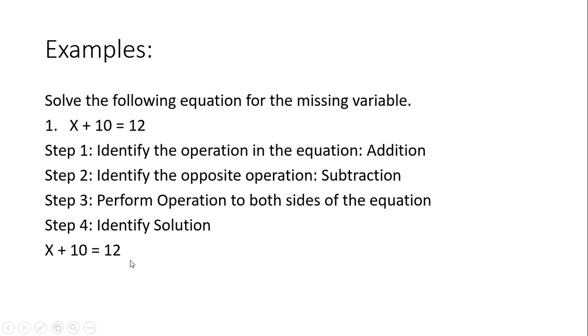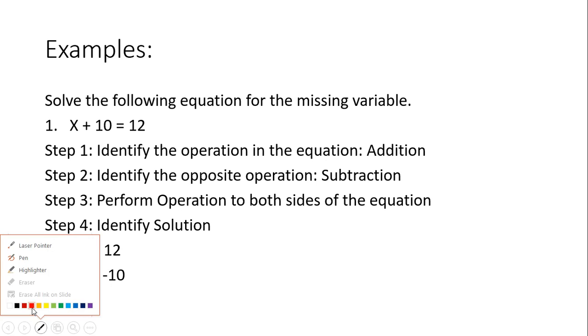I'm going to rewrite my expression. My equation, excuse me. Then I'm going to find the opposite operation, which is subtraction. I'm going to subtract this plus 10 on both sides. So I have 10 minus 10, 12 minus 10. 12 minus 10 gives me 2.